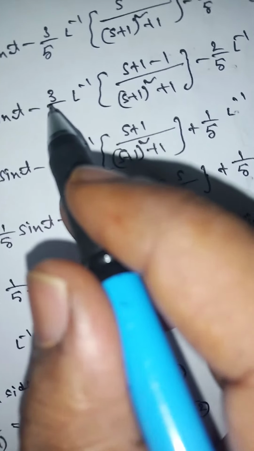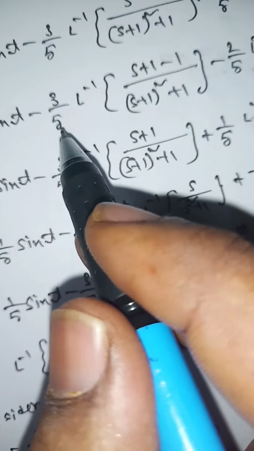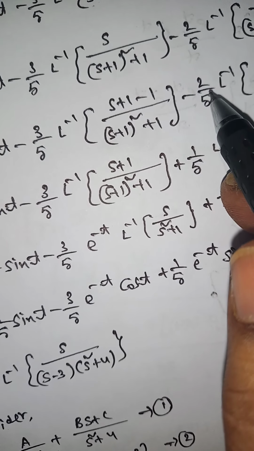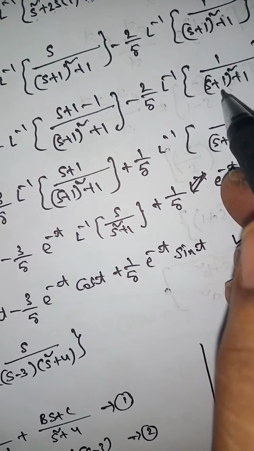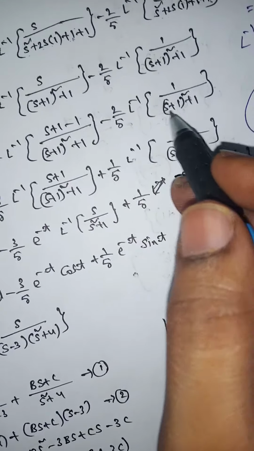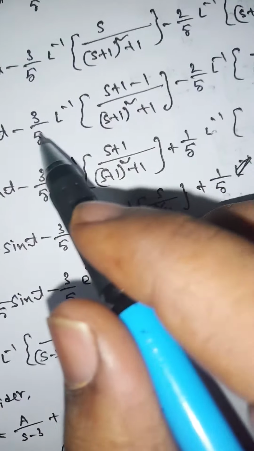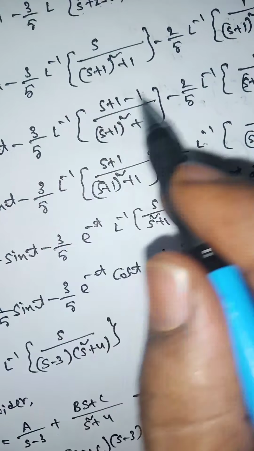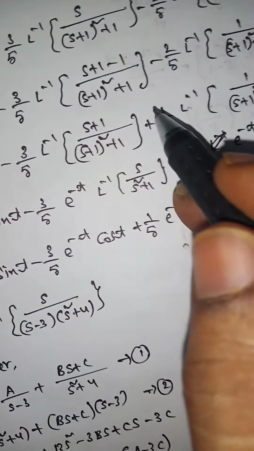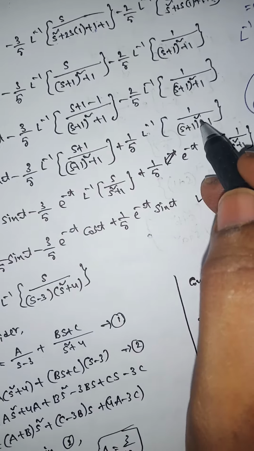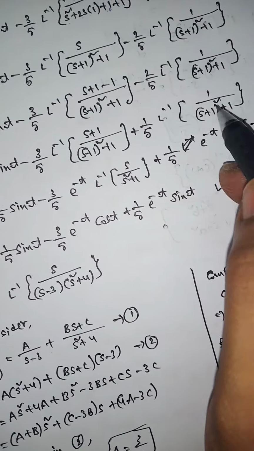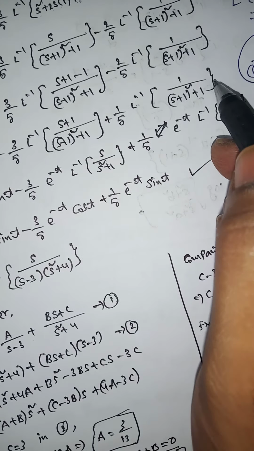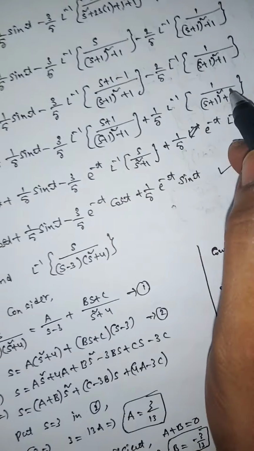Here the coefficient is 3 by 5, minus into minus plus 3 by 5. Here the coefficient is minus 2 by 5. 3 by 5 minus 2 by 5. Take the L inverse of 1 by s plus 1 whole square plus 1. Write one more step in rough. And 3 by 5 minus 2 by 5 means, if you take LCM 5, 3 minus 2, 1 by 5, you will have 1 by 5 L inverse of 1 by s plus 1 whole square plus 1. Here instead of two terms, by taking L inverse of 1 by s plus 1 whole square plus 1 as common, I have converted into one term.